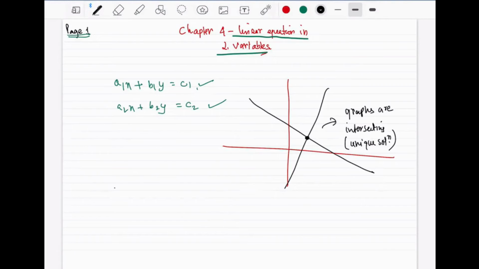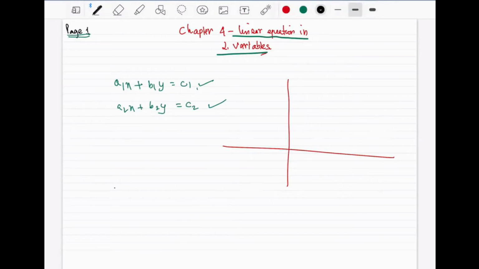Another possibility, the second possibility, the graphs look like this. The graphs are parallel. If the graphs are parallel, they are not intersecting anywhere. That means a point in this graph is not a point in the other graph. There are no common points between these two graphs if the two lines are parallel, which means the two equations that you are trying to solve will not have a solution.